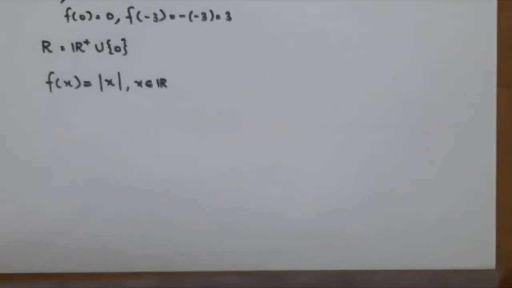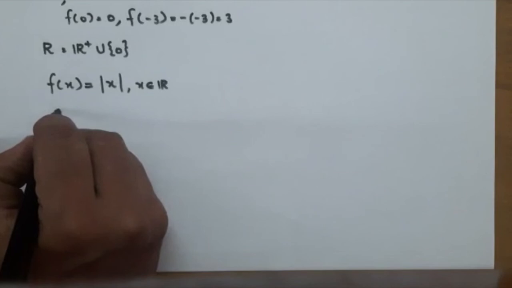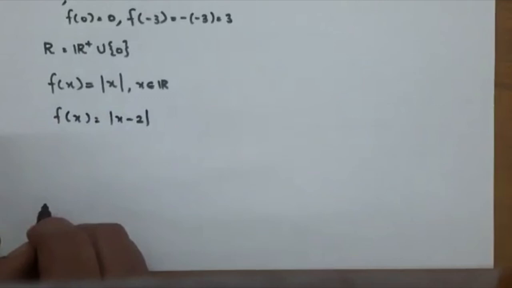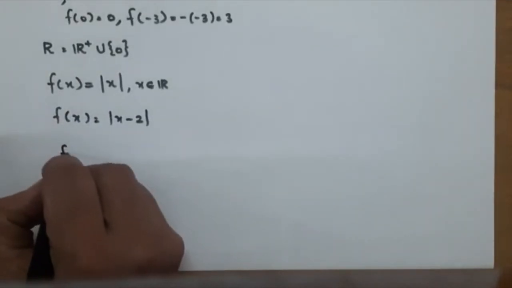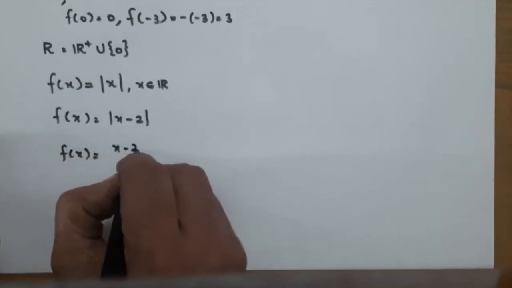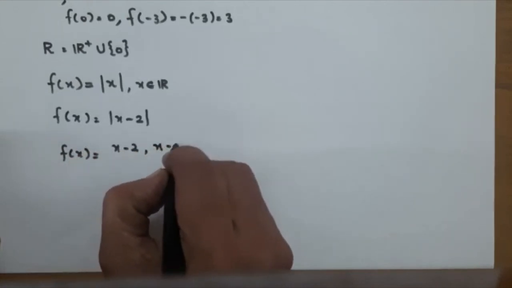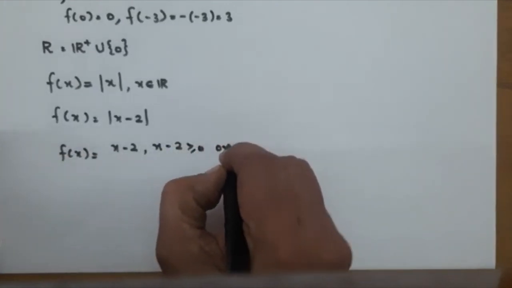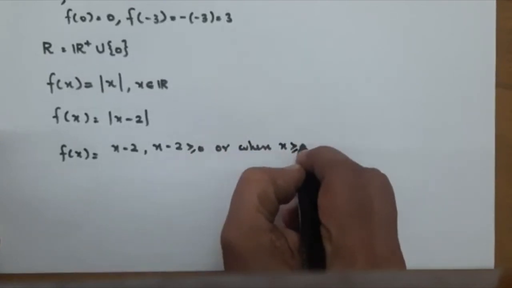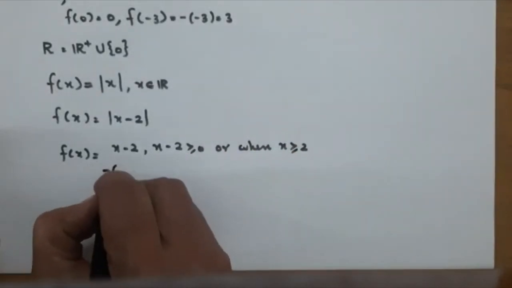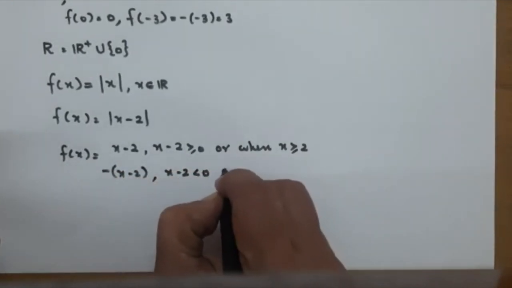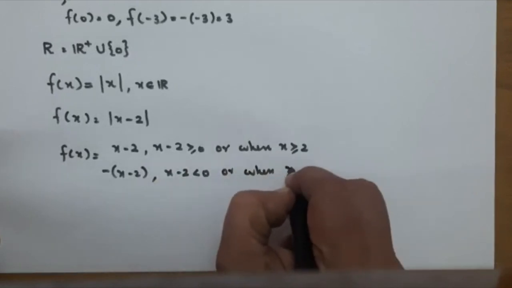In this sense, how will you define this function f of x equal to mod x minus 2? We can think like this. This function can be written like this: f of x equal to x minus 2 itself when x minus 2 greater than or equal to 0, or when x minus 2 greater than or equal to 0 means x greater than or equal to 2. It is equal to minus of x minus 2 when x minus 2 less than 0, or when x less than 2.